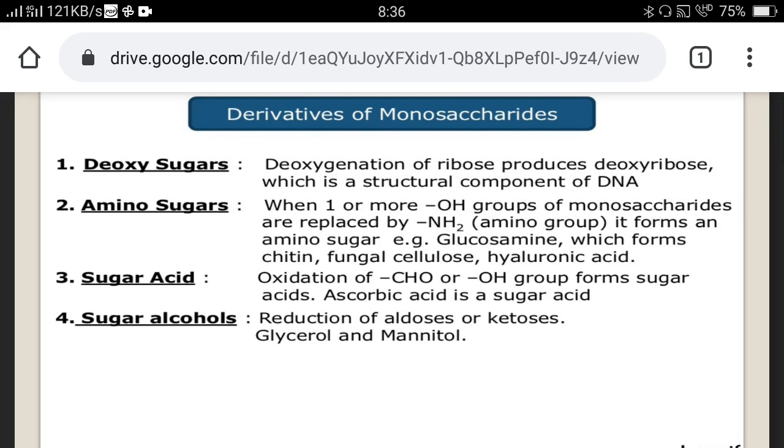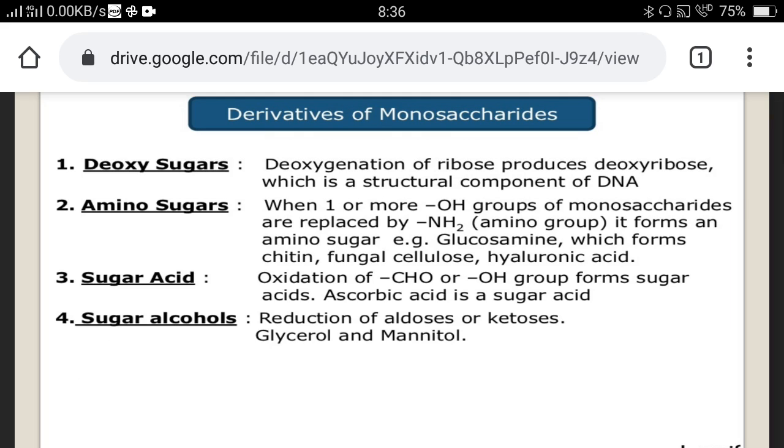Derivatives of monosaccharides. First is deoxysugars. Deoxygenation of ribose produces deoxyribose, which is a structural component of DNA. Amino sugars: when one or more OH groups of monosaccharides are replaced by an NH2 amino group, it forms an amino sugar. Glucosamine forms chitin, fungal cellulose, and hyaluronic acid.